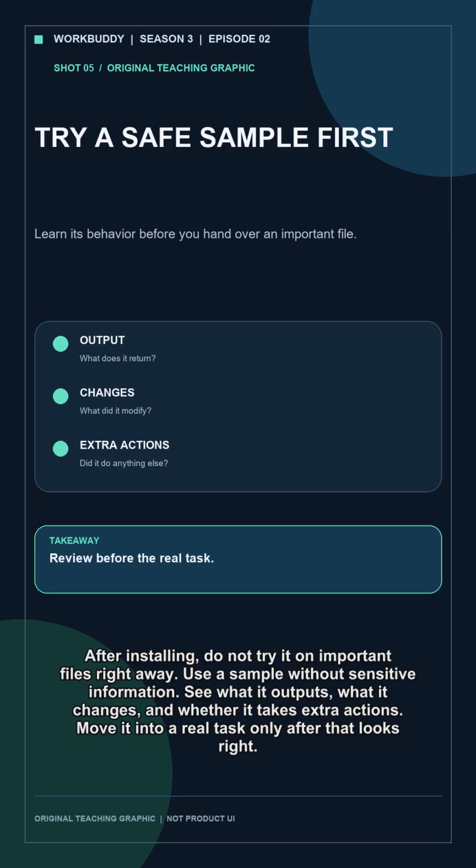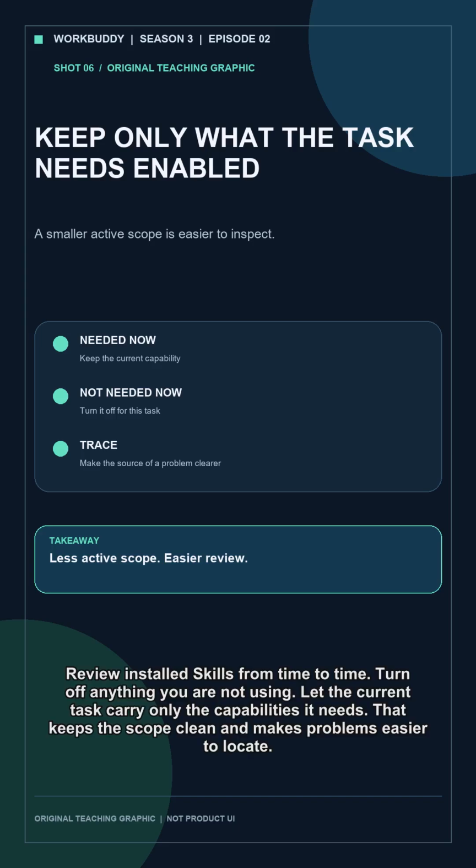After installing, do not try it on important files right away. Use a sample without sensitive information. See what it outputs, what it changes, and whether it takes extra actions. Move it into a real task only after that looks right. Review installed skills from time to time. Turn off anything you are not using. Let the current task carry only the capabilities it needs. That keeps the scope clean and makes problems easier to locate.